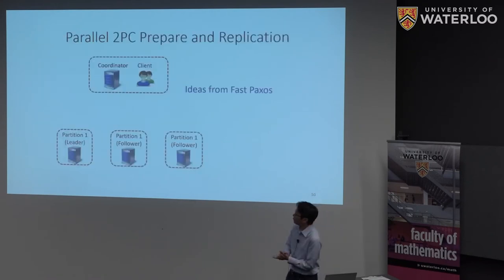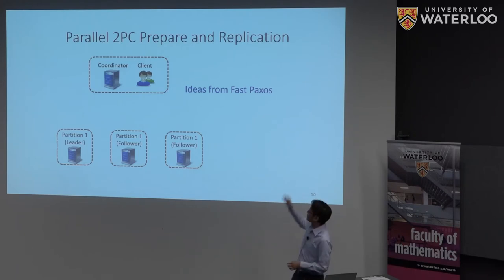Okay, so let me go through the basic protocol of the second optimization with you. So here we have the coordinator, the transaction coordinator, and the client. In our model, we assume that the coordinator and the client are located in the same data center. This requirement is fairly easy to meet because the client in this case is usually a data center application. Okay, so we have a client and a coordinator in the same data center, and they want to send a prepare request to a partition.